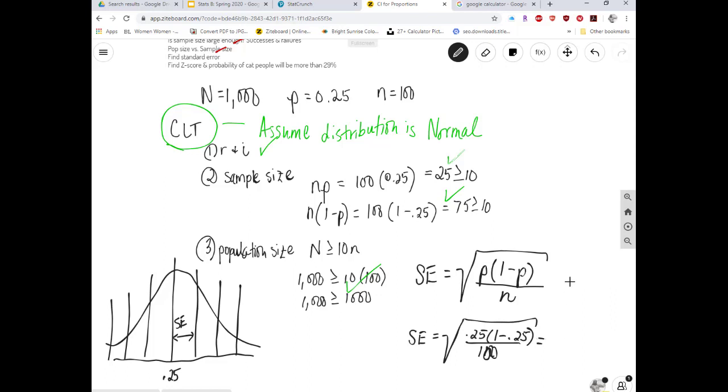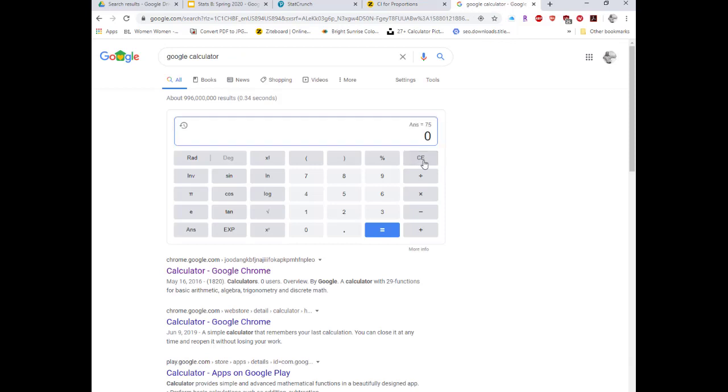Okay, so now I just need my Google calculator again. Great, I'm going to go ahead and clear it out. So I've got 0.25 times parenthesis 1 minus 0.25 close parenthesis, divided by 100, equals, and then take the square root of that. Remember, if I click answer, it'll give me that last number that we worked with, and I will get 0.043.